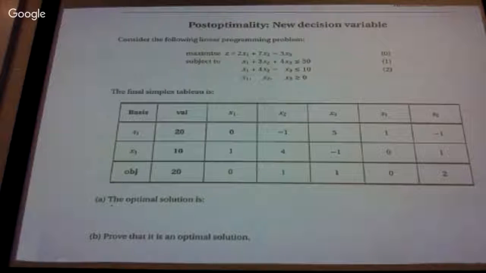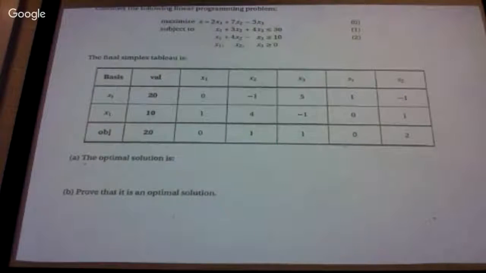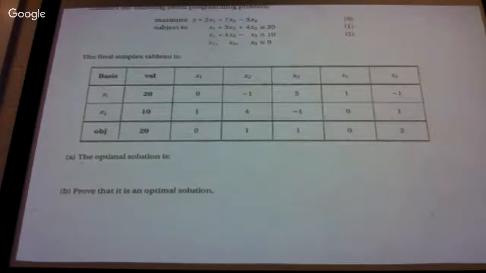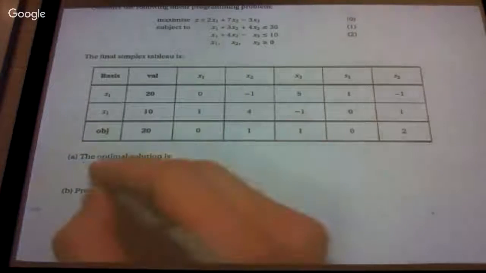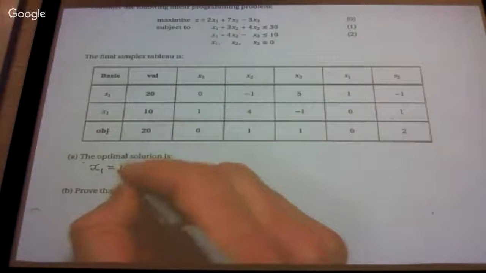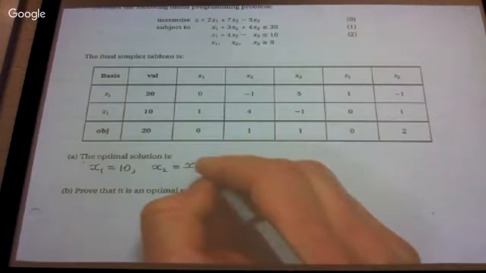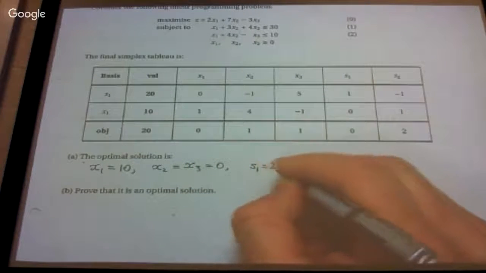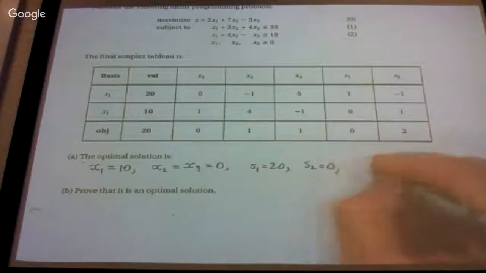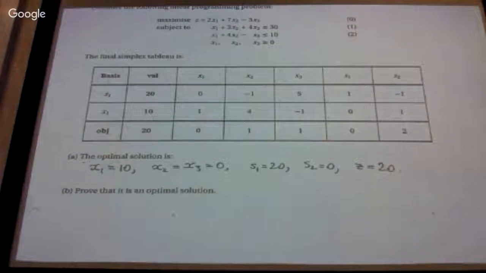Let's have a look at the optimal solution. So that's the solution to this. The optimal solution, that's an easy question, of course, because you can simply read it off this tableau. And you get that x1 is 10, and both x2 and x3, because they're not in the basis, are 0. If you're interested in the slack variables, s1 is 20, s2 not in the basis is 0, and the objective z is 20 in the solution. Okay, so that's very straightforward.